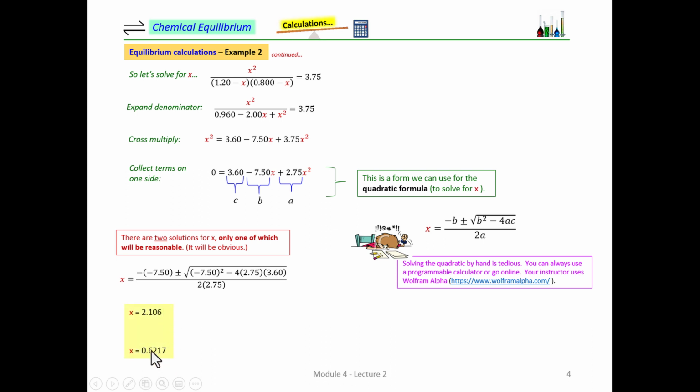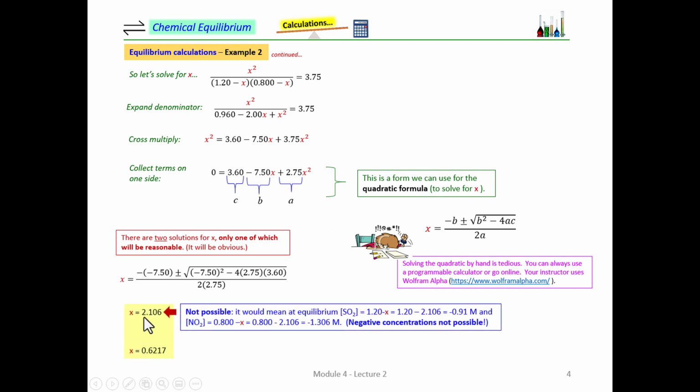In any event, you get two values of x here, and the one value you get, 2.106, is not possible. That's the one we're going to throw out. It's just silly because if you used x equals 2.106, the equilibrium concentration of SO2, which in the ice table is 1.2 minus x, you'd end up with a negative concentration of SO2. You'd also end up with a negative concentration of NO2, and negative concentrations are not possible. That leaves us with this value of x, which seems to be a value that would work okay.